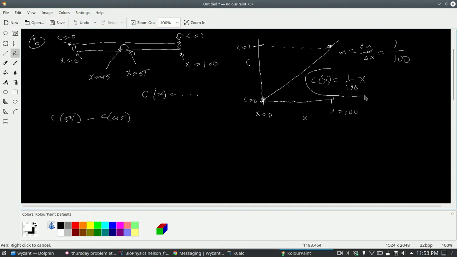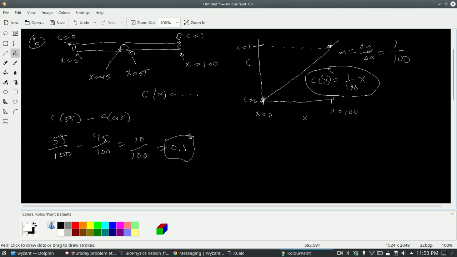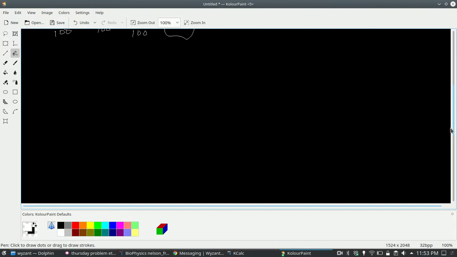Now I have my equation for C of x, so I'm going to substitute in C of 55, so we've got 55 over 100, and substitute in 45, so 45 over 100, and that gives me 10 over 100, and that's 0.1 in whatever concentration units they have. That's the difference in concentration between the front of the cell and the back of the cell.